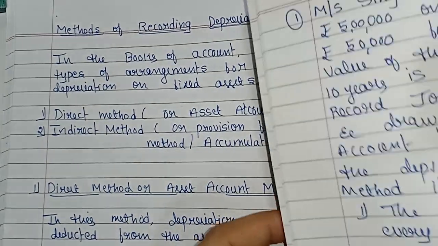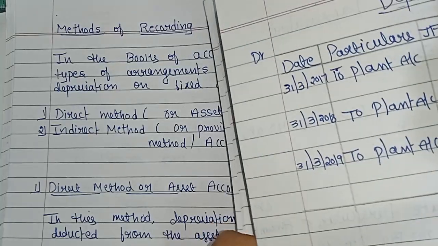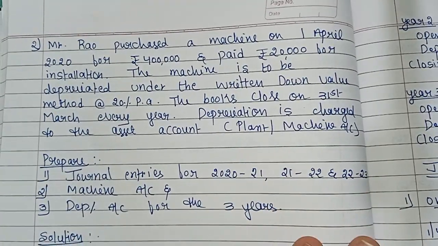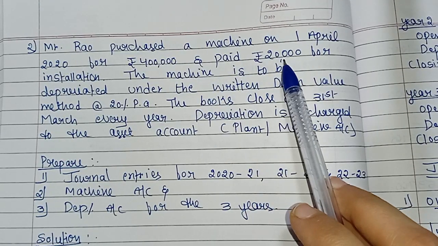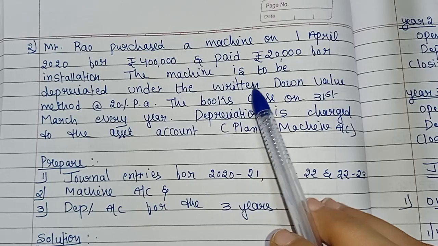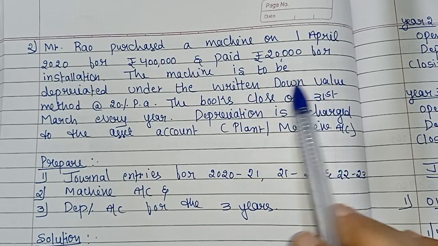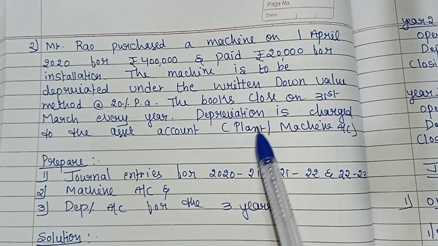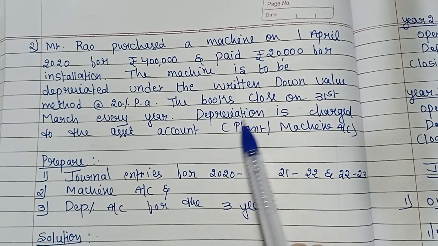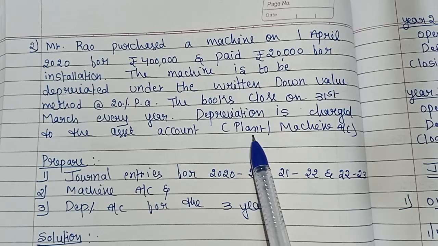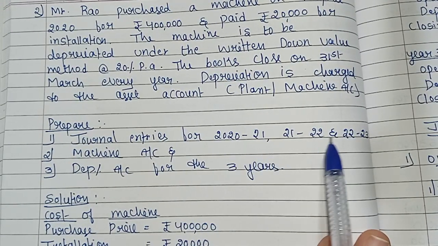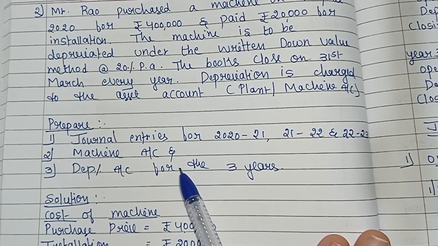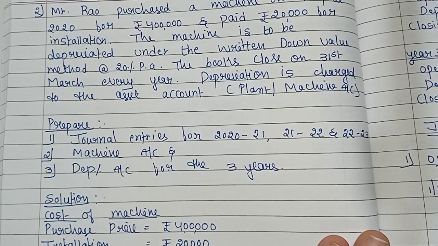So let's solve the problem under written down value method of depreciation. Mr. Rao purchased a machine in April 2020 for rupees 4 lakh and paid rupees 20,000 for installation. The machine is to be depreciated under the written down value method at 20% per annum. The books close on 31st March every year. Depreciation is charged to the asset account or plant or machine account. Prepare journal entries for 2020-21, 2021-22 and 2022-23, that is for 3 years, and second, the machine account and depreciation account for the 3 years.